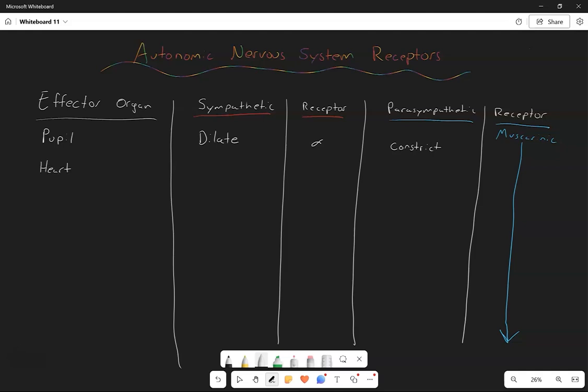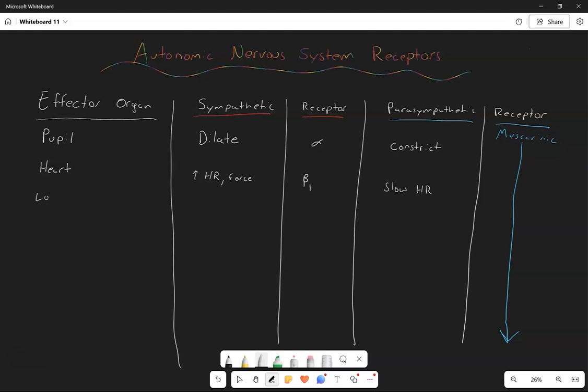Okay, so what do you think about your heart? Under sympathetic division, you want to increase your heart rate and force of contraction, so this is going to use a beta 1 receptor. What do you think is going to happen under parasympathetic division? That's going to slow your heart rate, or decrease the heart rate.